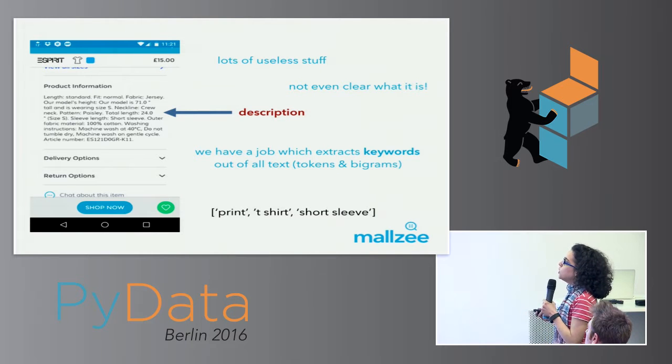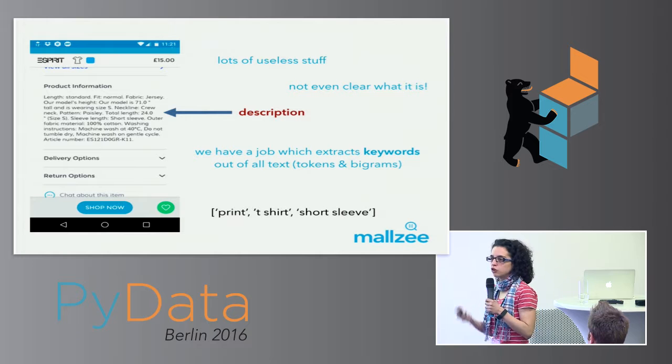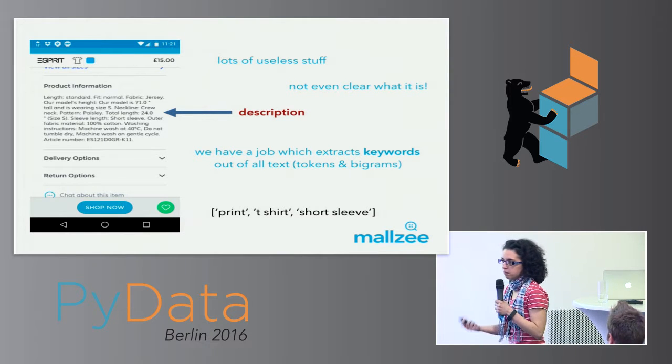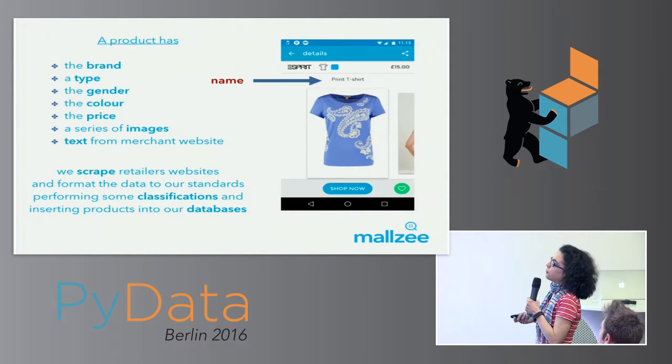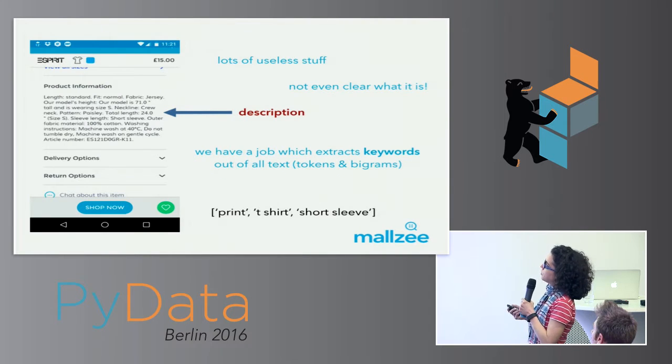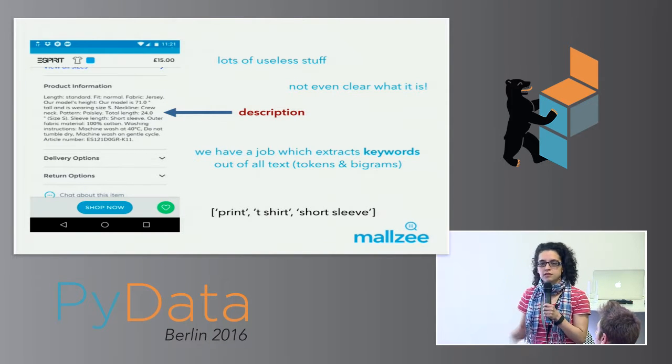Hence, what we do is we have a simple natural language processing job to extract what we call keywords out of the description, so the words which actually describe something against the product, which are meaningful. In this case, keywords for this will be print t-shirt, which is a bigram, it's not a token, so two words, and short sleeve, which is somewhere around here. Here we go. All the rest is rubbish.